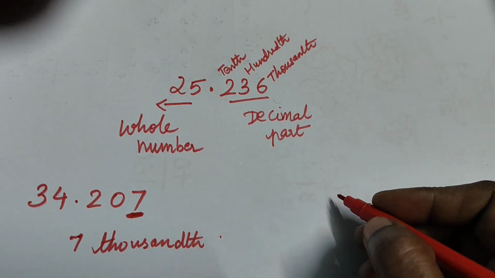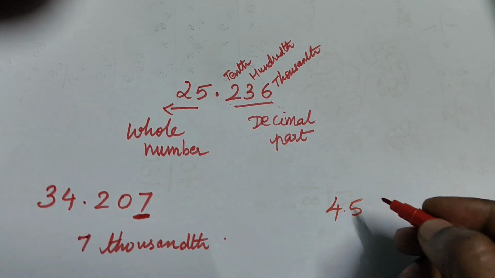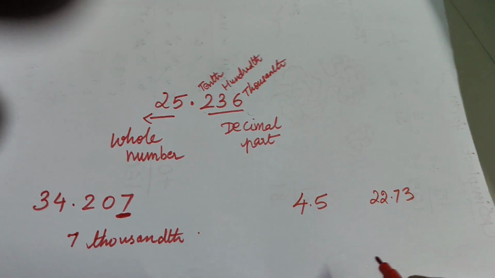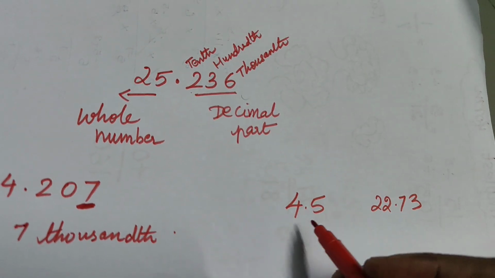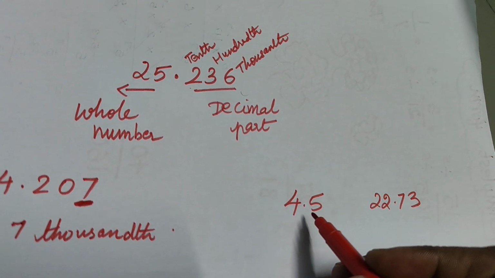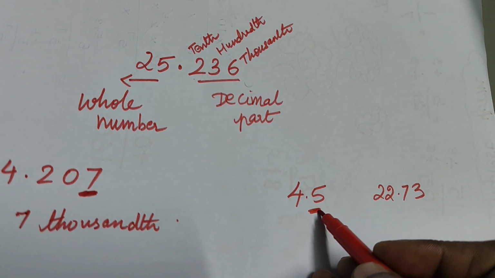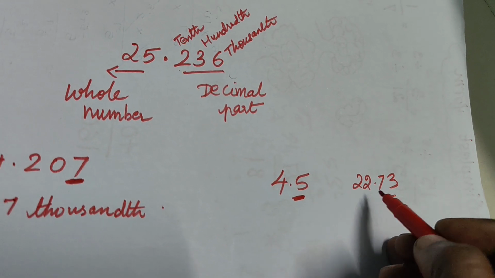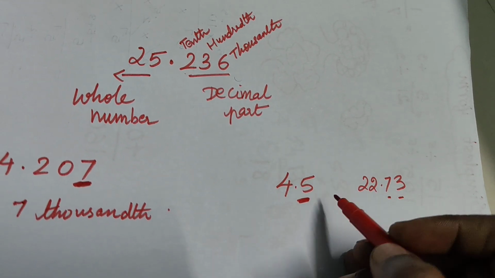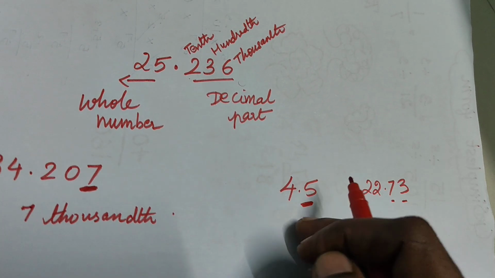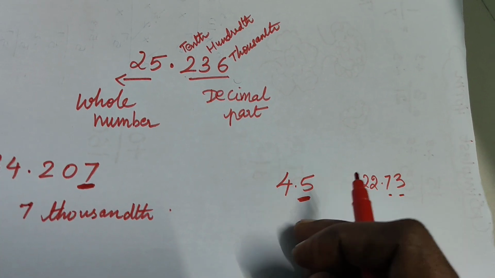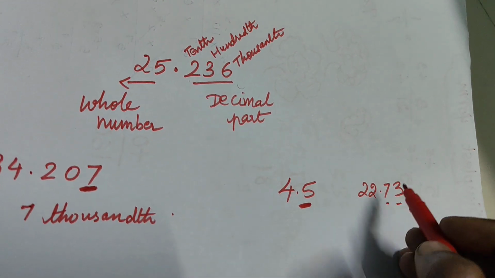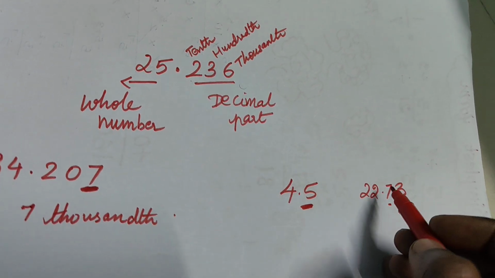Now let me take another example, 4.5 and 22.73. You can see that in these two decimal numbers, 4.5 has only one decimal place and 22.73 has two decimal places. Depending upon the number of decimal places, decimals can be grouped as like decimals or unlike decimals. These two have different decimal places, so they are unlike decimals.